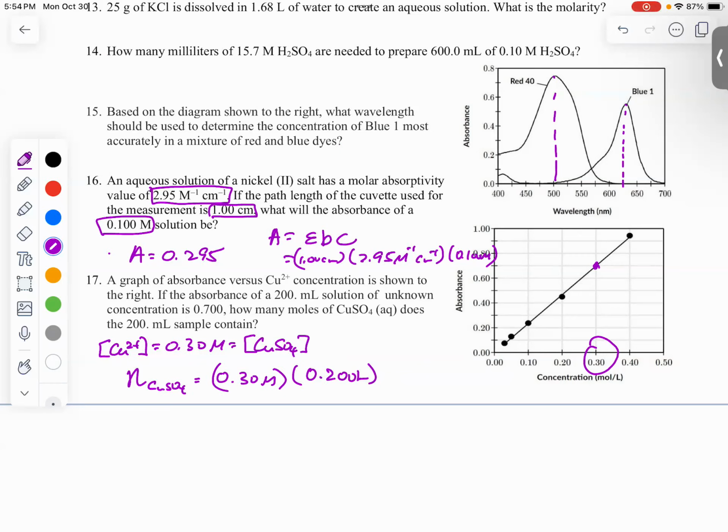M times V. Why do we know the 1 to 1 ratio between the concentrations? Yeah. Because there's only one Cu in CuSO4. Okay, so that's how you can get the number very easily. Don't even need to use a calculator.